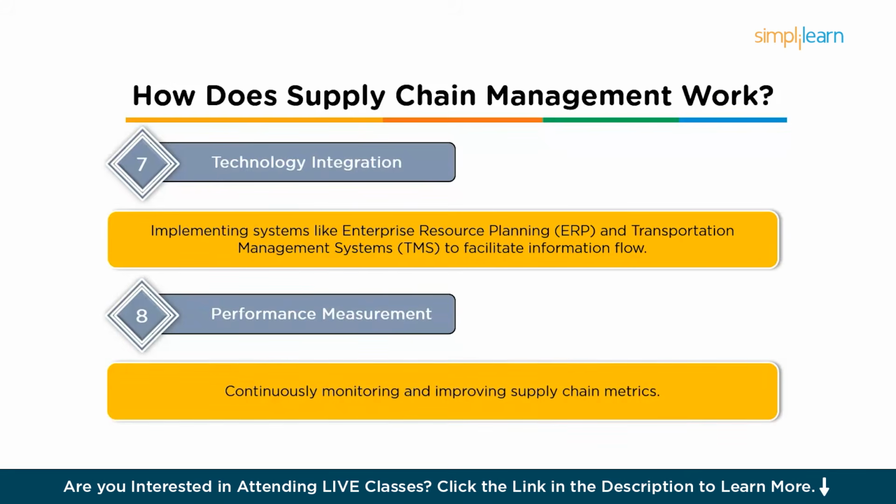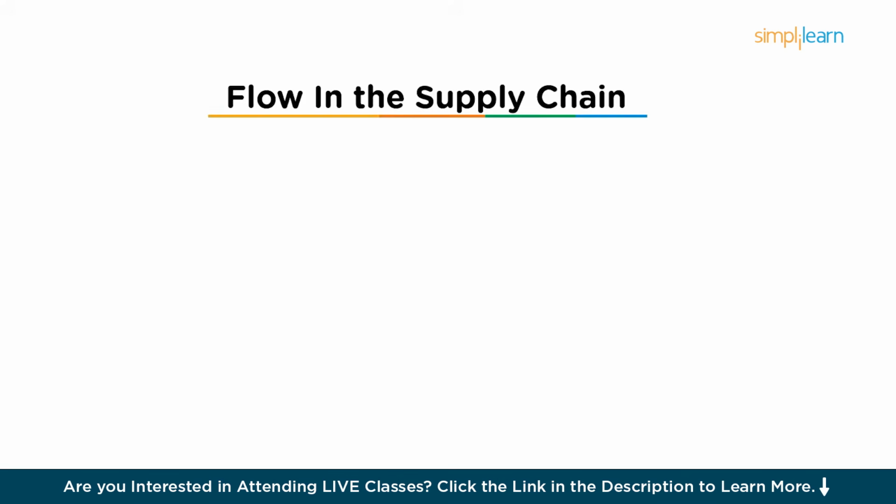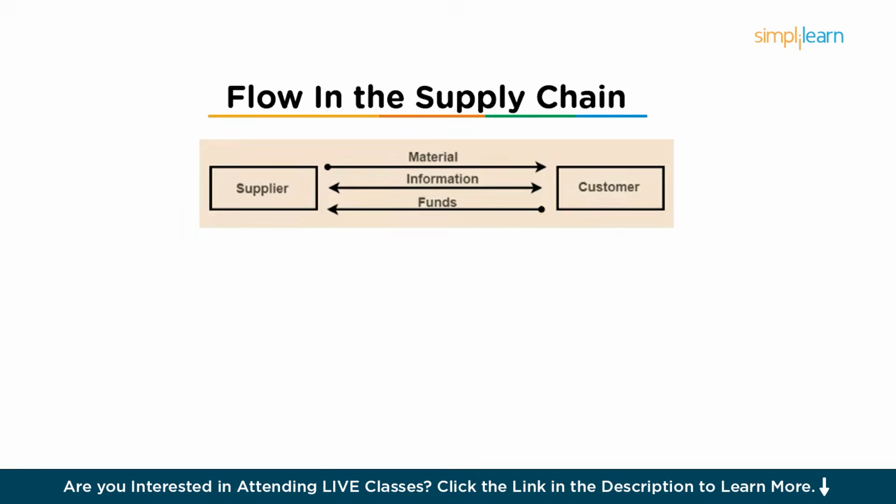So SCM works by integrating these processes across different departments and organizations, using technology and data analytics to improve decision making and operational efficiency. So now let's jump into the flow in the supply chain. How does the flow work in a supply chain? So here is a chart. The supply chain works like a chain reaction where materials move from suppliers to the customers. Throughout this process, both suppliers and customers exchange important information to coordinate effectively, like materials, information, and the funds.